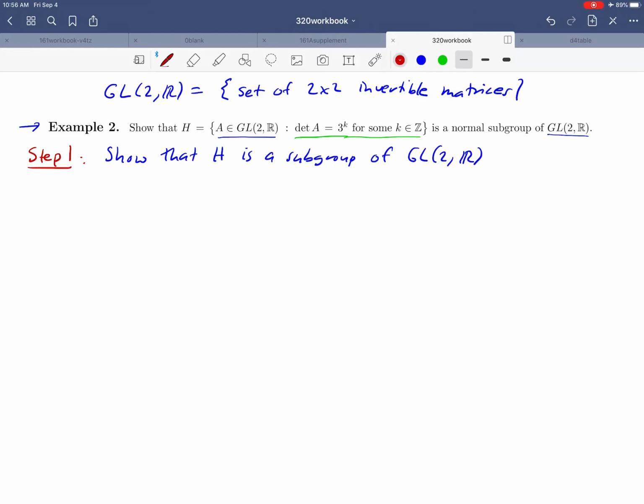I'm going to leave this to you. This is an exercise that we've done earlier in the course. So I'd like you to think about that step of just showing that it's an ordinary subgroup. And once we know that it's an ordinary subgroup, then we can show that it's also a normal subgroup.